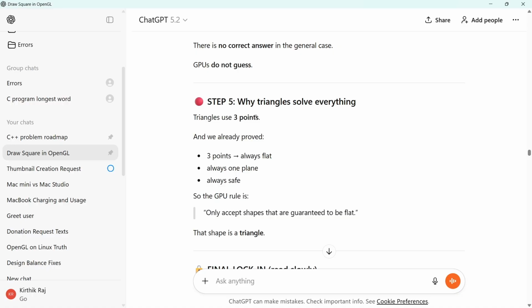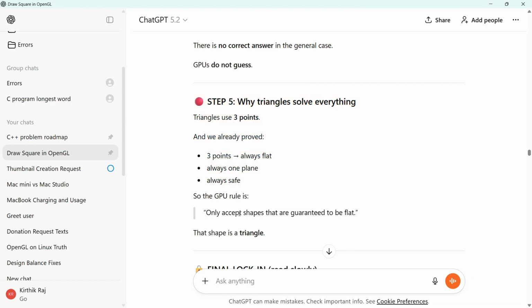A triangle gives 3 points, and we already proved 3 points are always flat. So the triangle cannot be non-coplanar. That is what ChatGPT is actually telling us. Always one plane. Okay, no problem.